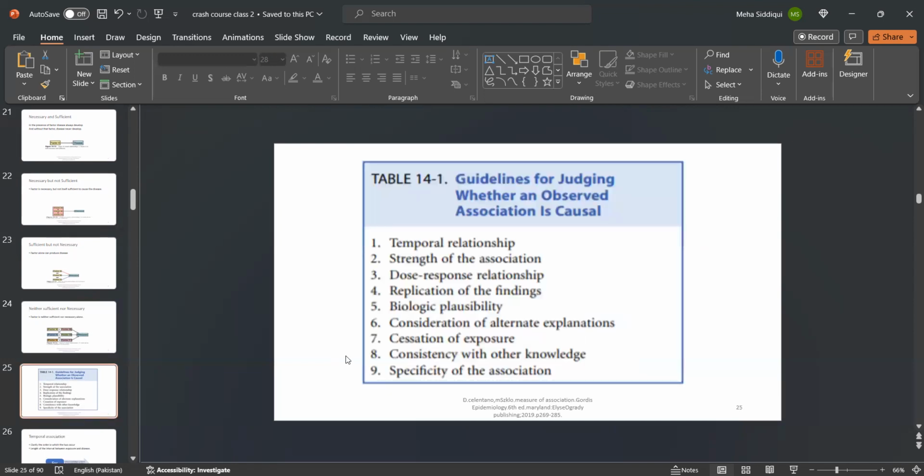Then comes the Bradford Hill criteria. There are 9 points. It is a guideline for judging whether an observed association is causal. We are going to discuss each one by one.